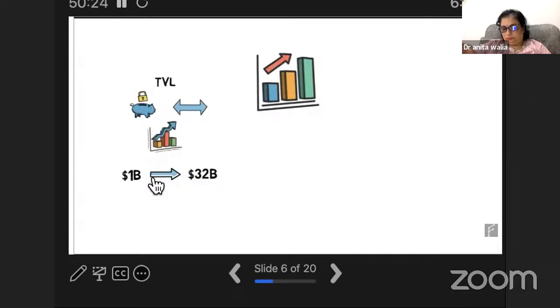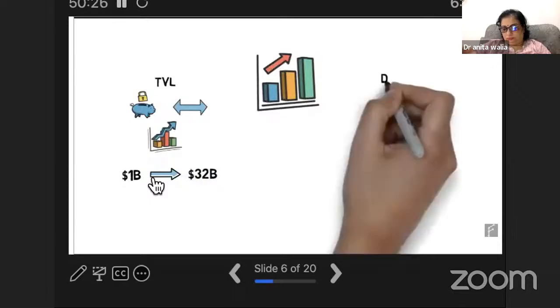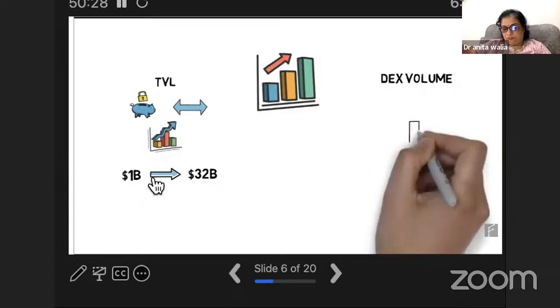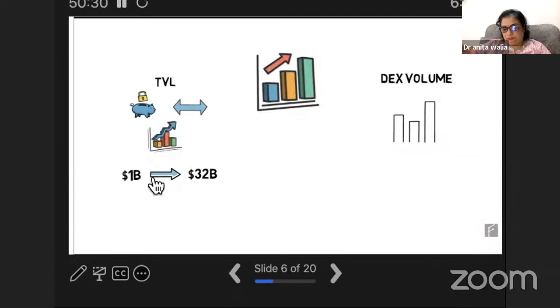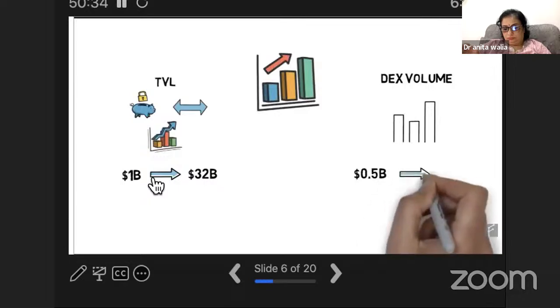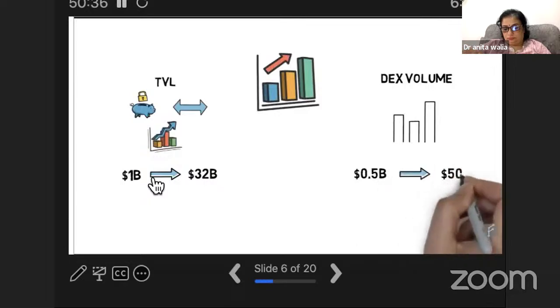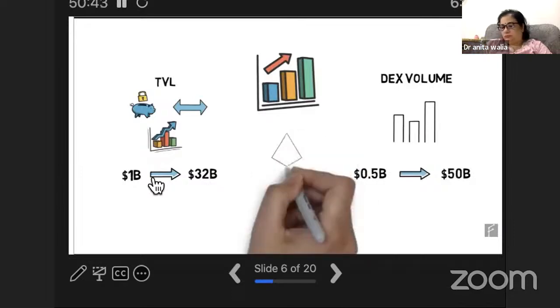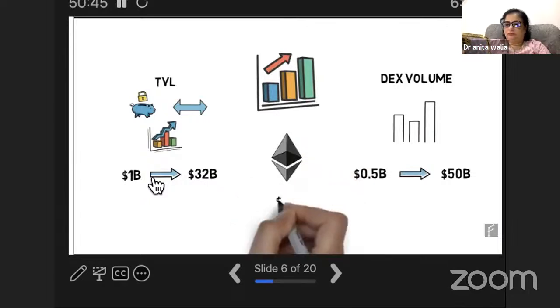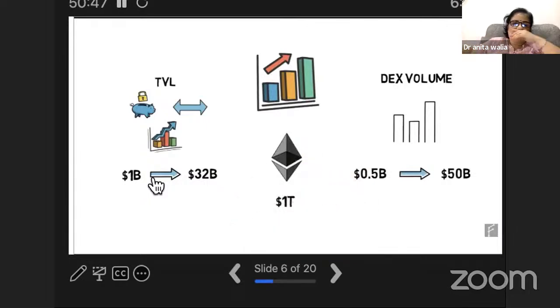Another important metric is the trading volume across decentralized exchanges. This figure has grown from around $500 million in April 2020 to over $50 billion in January 2021, a 100x increase. Total value settled on Ethereum has reached over $1 trillion in 2020. This is more than PayPal.